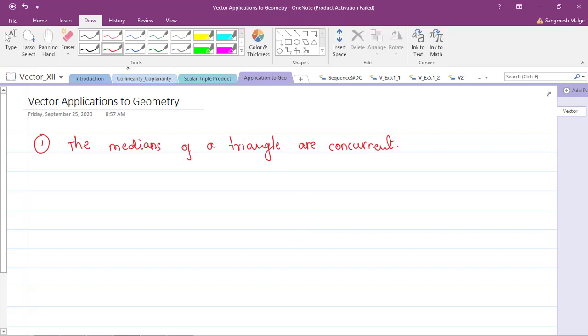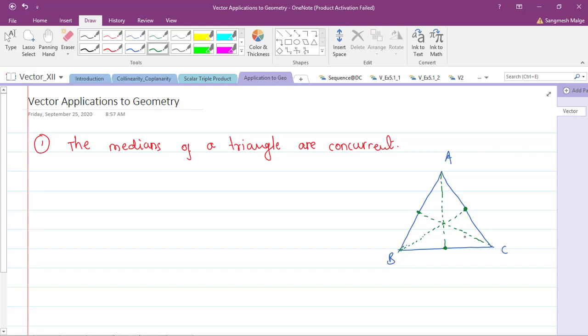So what are the medians? First let's understand what a median is. Suppose we have a triangle ABC here, with A, B and C. Median means from a vertex you join the midpoint of the opposite side. So like this, from this point you will have this midpoint here, and this is a midpoint of BC, and suppose this is a midpoint of AB. So let's join these points.